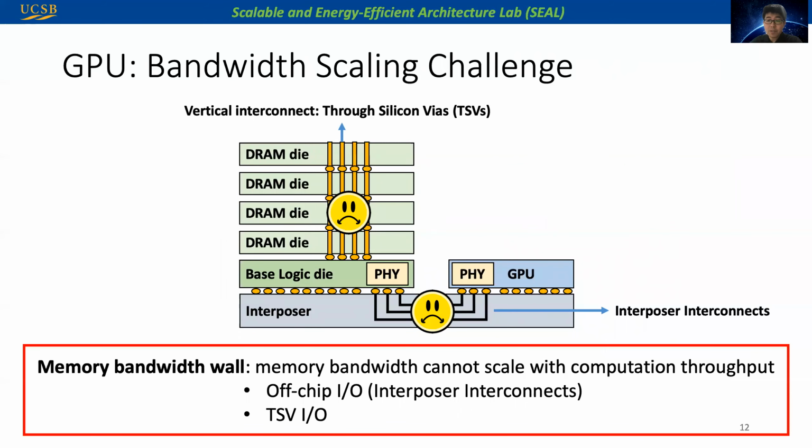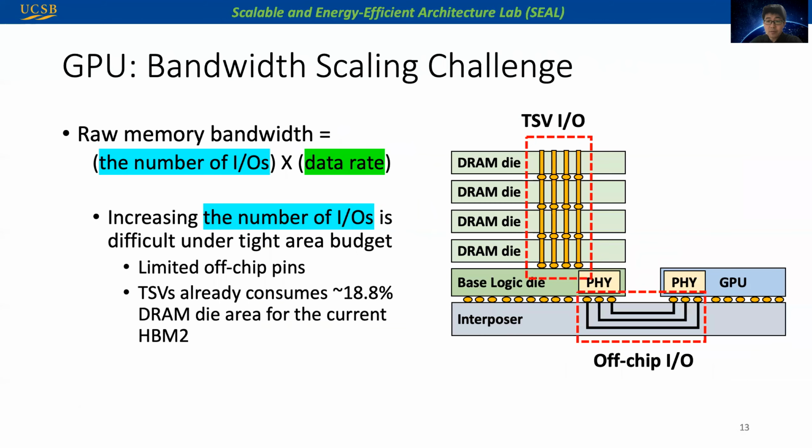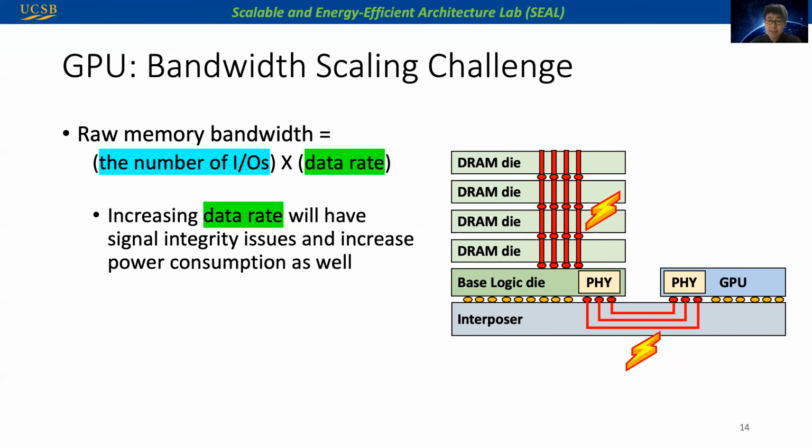However, as a compute-centric accelerator, GPU suffers from a bandwidth wall, as the number of off-chip IOs, or TSV numbers, cannot scale with computation throughput. We know that the raw memory bandwidth equals the number of IOs multiplied by the data rate per IO. First, increasing the number of IOs is difficult under a tight area budget, since there are limited off-chip pins. Also, TSVs already consume around 90% of DRAM die area for the current HBM2 configuration. On the other hand, increasing data rate will have significant signal integrity issues and increase power consumption as well.